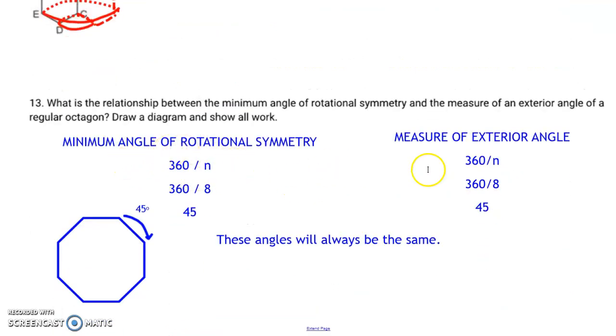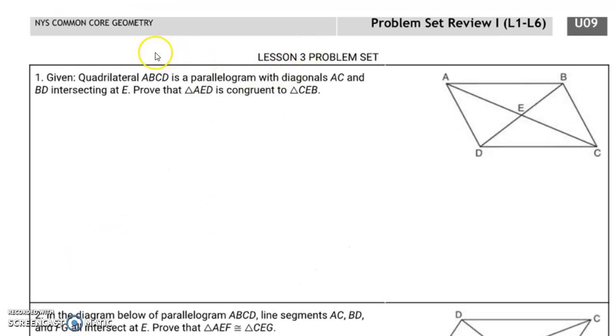For question number 13, it was a question that asked you to think about it a little bit. Minimum angle of rotational symmetry and measure of exterior angle formulas are exactly the same. So regardless of whether you're finding the minimum angle of rotational symmetry or the measure of an exterior angle of a regular polygon, they're always going to be the same. All right, moving on to lesson 3 problem set.